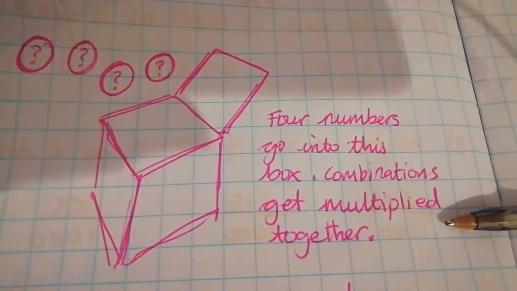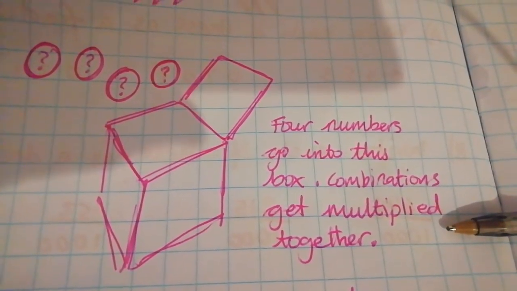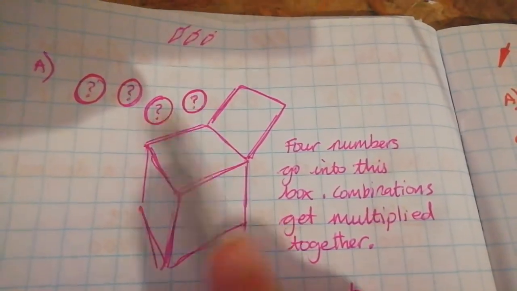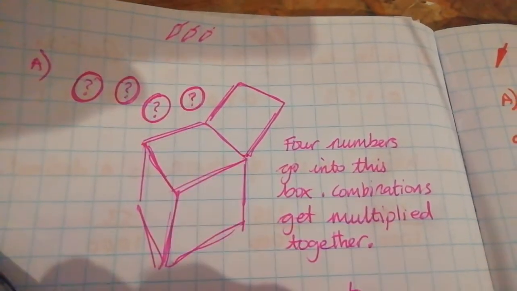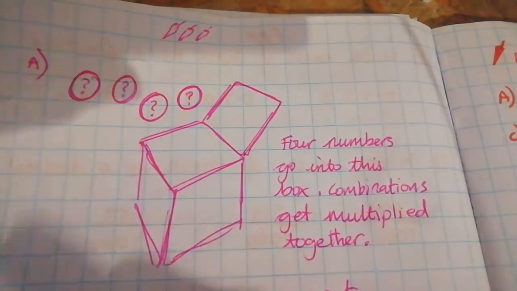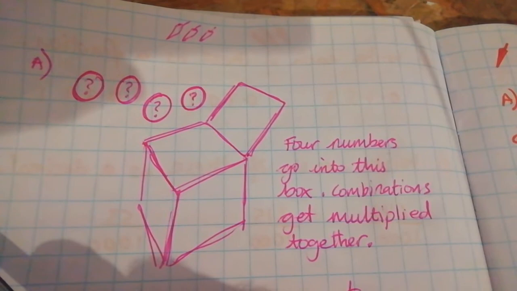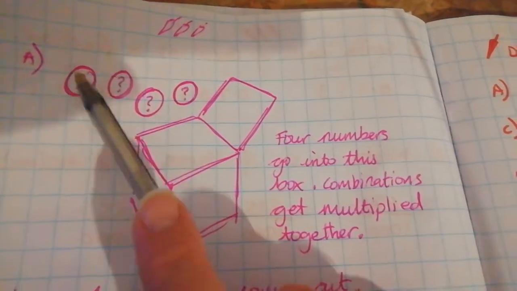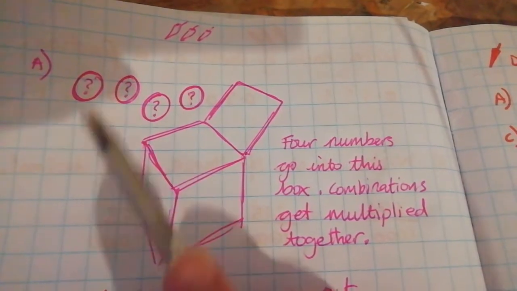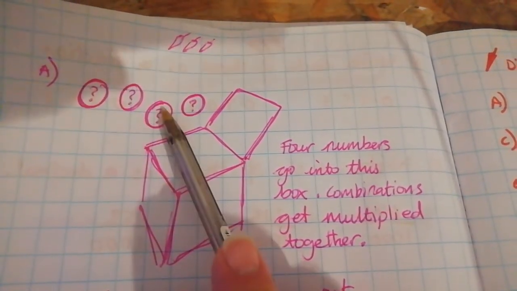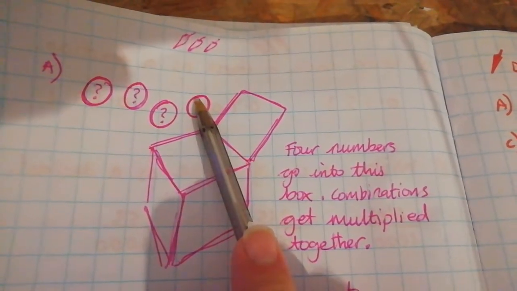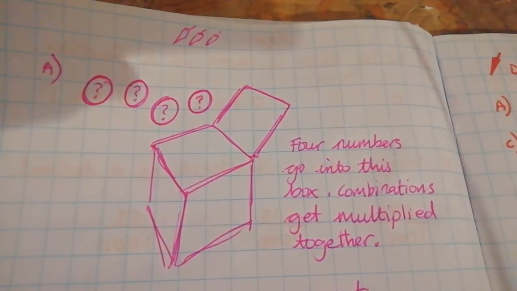Combinations of the numbers get multiplied together. So if you tossed in a 3, a 4, an 8 and a 7, you might do 8 times 7 and get an answer. You might do 8 times 7 times the 3 and get an even bigger answer. If you tossed in 1, 2, 3, 4, you might do 1 times 2 and get an answer of 2. You might do 2 times 3 and get an answer of 6. You might do 2 times 3 times 4 and get an even larger answer.